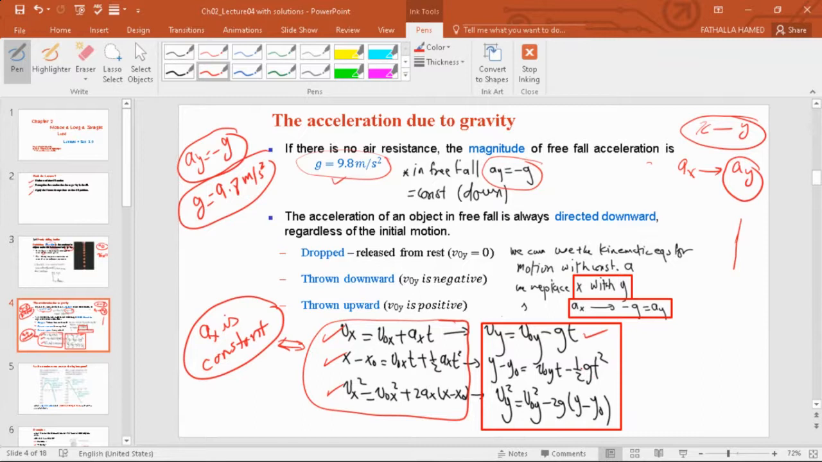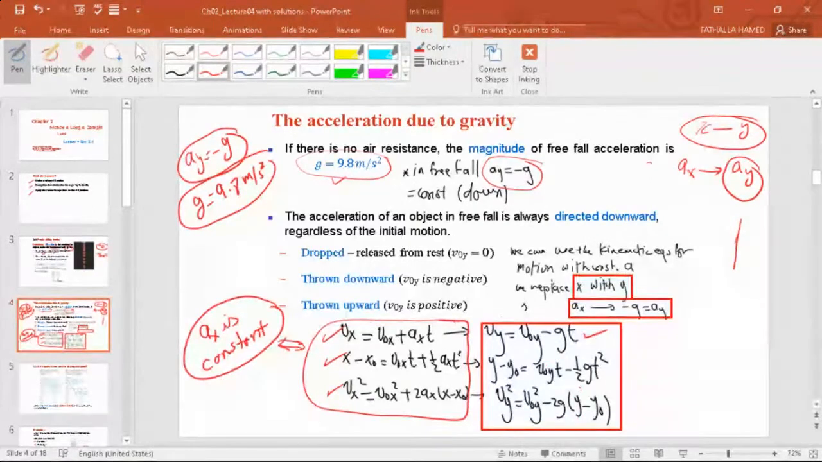And similarly, when I look at the position in the vertical direction, which we call y here, or we choose y to represent the vertical to the surface of the Earth. So it's y minus y0 equal to v0y t minus 1/2 g t squared. And vy squared equal to v0y squared minus 2g times y minus y0.